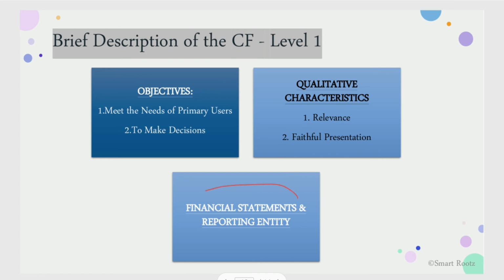Then it also defines what financial statements are. What is a financial statement? What comprises financial statements? That is also defined in the framework. And what is a reporting entity?